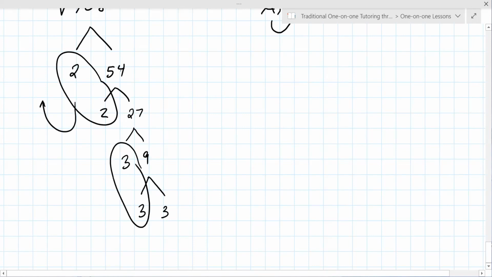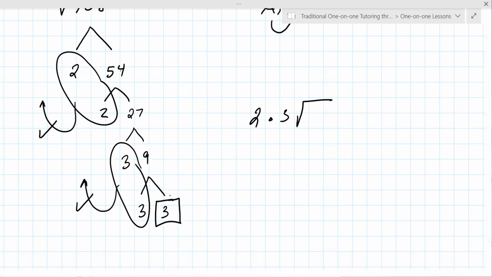For each pair, you bring a number out. So you bring a 2 out. You bring a 3 out. What's left over? 2 and 3. There's a 3 in the box here, and it's 2 square root of 3.